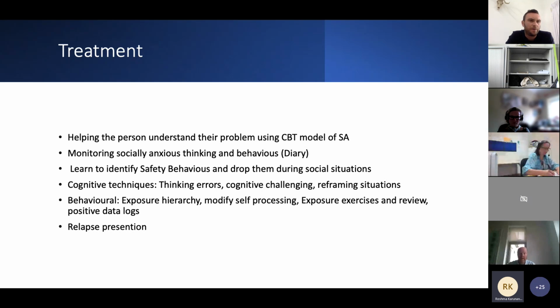The next thing is getting the person to monitor their own social anxiety thoughts and behaviours. Diaries are a really useful way of doing this, and there are specific social anxiety diaries. But really what you're doing is getting the person to log, whenever they're in certain situations, what they are thinking, feeling, and doing. They'll notice a lot of the common thoughts and similar behaviours start to come up. This provides a really good foundation for treatment, and it helps them become more aware of the things that they're doing and maybe some of the things that we need not to do.